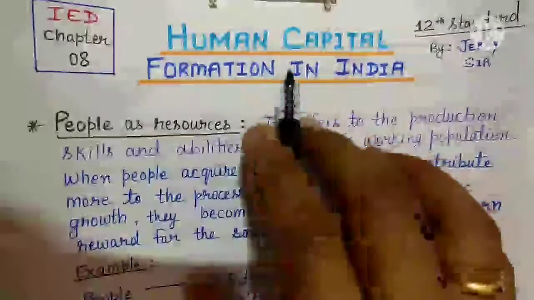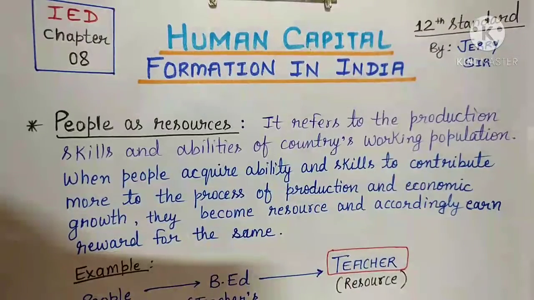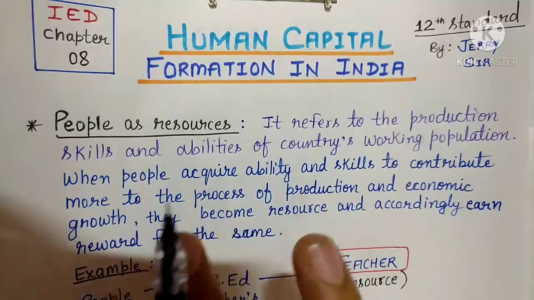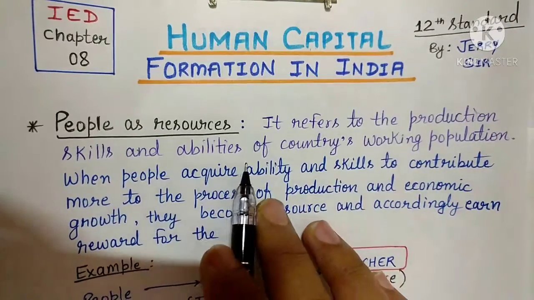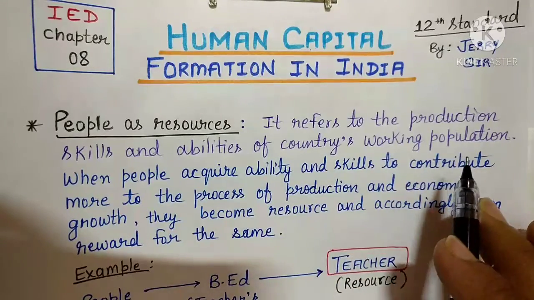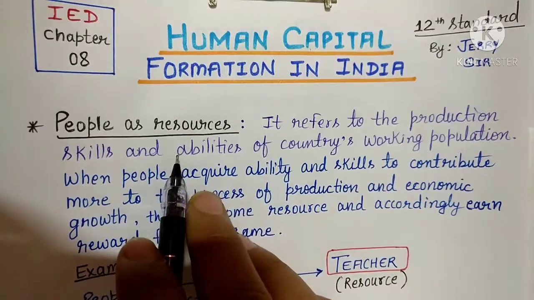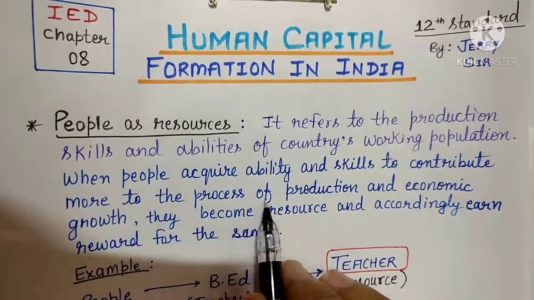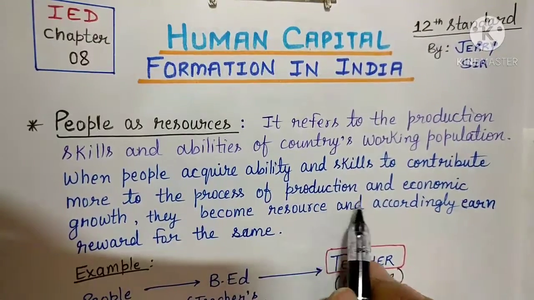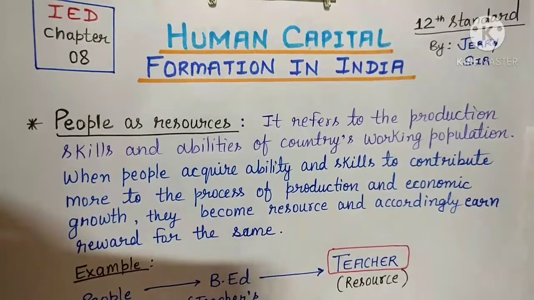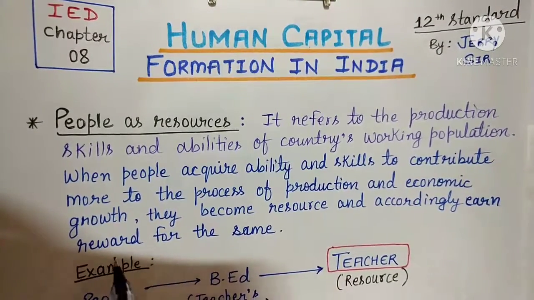So our chapter number 8 is Human Capital Formation in India. India's population is the second highest in the world, and the population of a country is viewed as an asset for the economy. If we talk about people as resources, it refers to the production skills and abilities of the country's working population. Then they will be called resources. Who? People. So when people acquire the ability and skills to contribute more to the process of production and economic growth, they become a resource. And accordingly they earn a reward for the same.